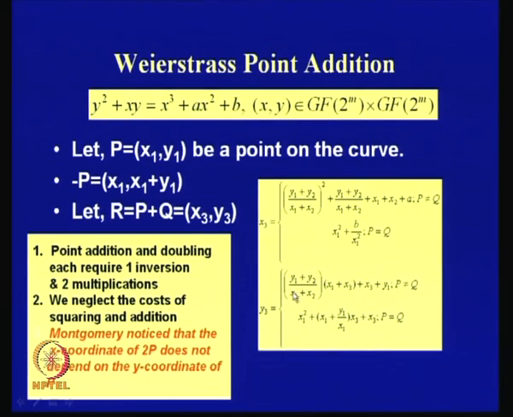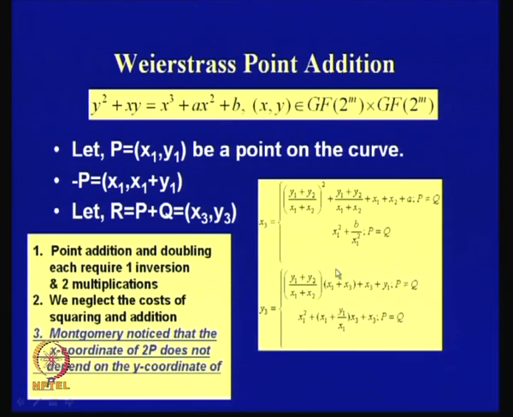Now, the interesting thing that Montgomery noticed is that the x coordinate of 2P does not depend on the y coordinate of P. When P equals Q, that is when you are doing the doubling operation, the x coordinate of the output does not depend upon the y coordinate. This was the important observation: the x coordinate of 2P does not depend upon y1, it is only a function of x1.